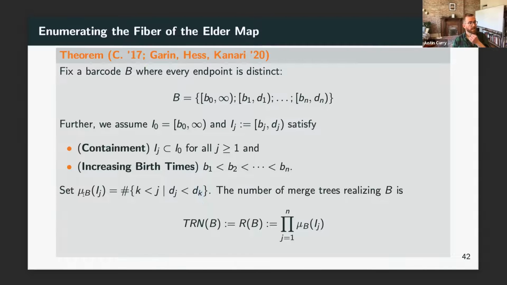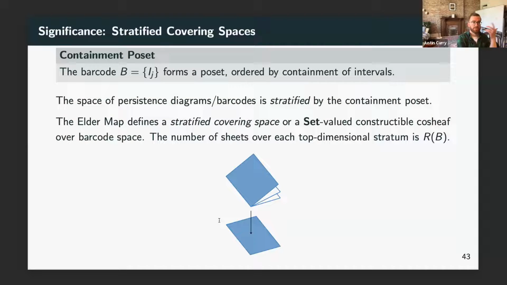Now, if I take the product of these numbers over all my finite bars, I get a number, and that turns out to be the tree realization number, which I'll just call the realization number for short. And so in the previous example, we said this was 2, and then in another one, it was only 1.